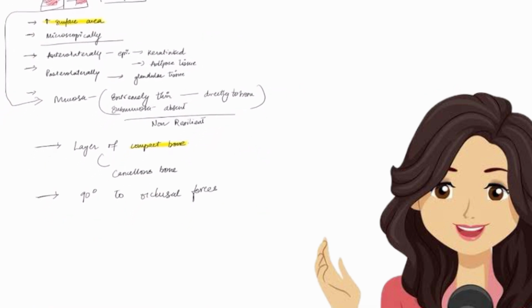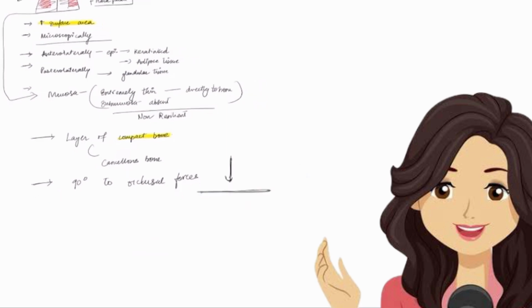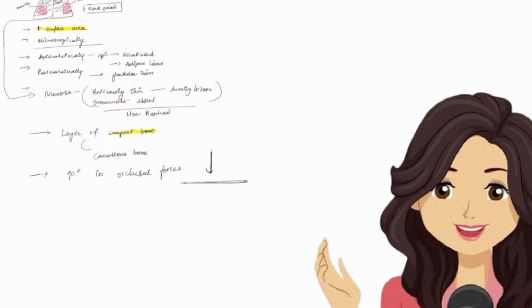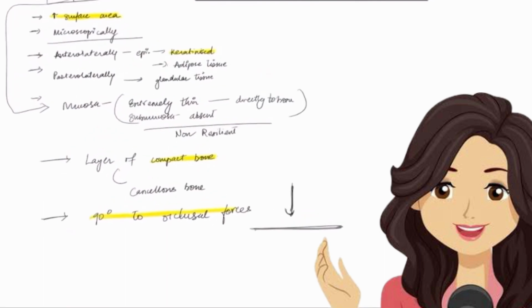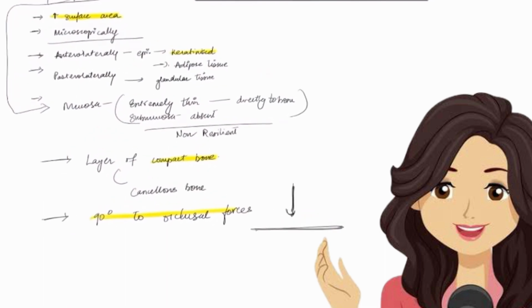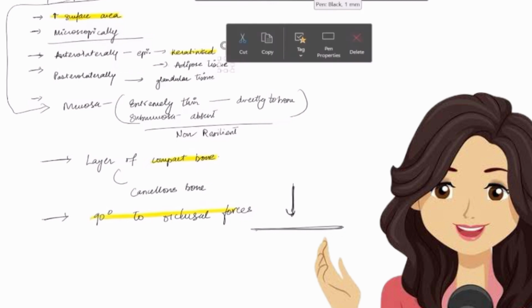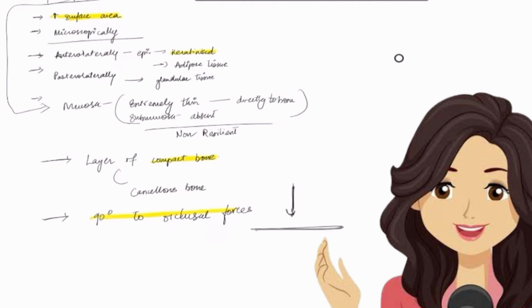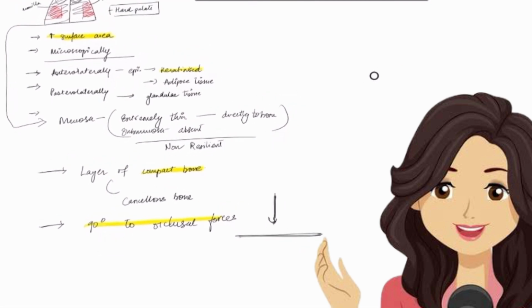When it is perpendicular to the occlusal forces, dissipation and absorption of forces becomes much easier, right? So perpendicular to the occlusal forces. These are our main reasons. The four reasons we have taken into consideration are keratinized mucosa, increase in surface area, compact bone, and 90° to the occlusal forces. This is why we have the hard palate as a primary supporting area, right? So the majority of your load will be transferred via your hard palate.